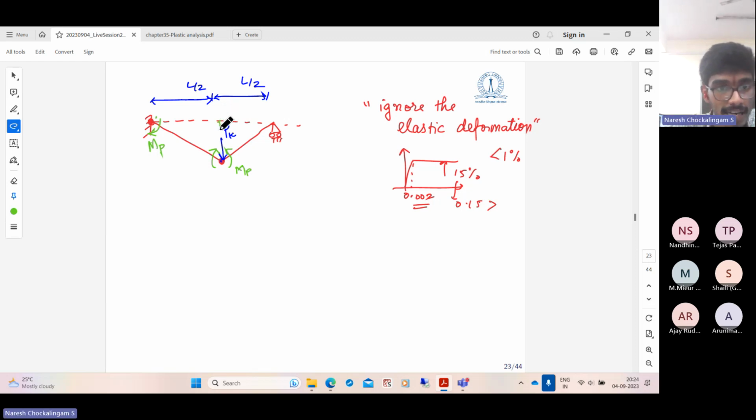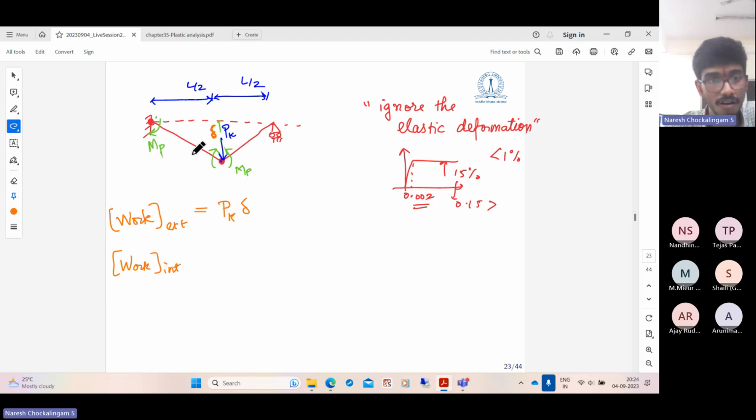Suppose the load moves by some delta. What is the external virtual work? The work done externally is, so there will be reactions here, but they are not doing any work. They are fixed, they don't move vertically. The external virtual work done is P K times delta. And what is the internal virtual work done?